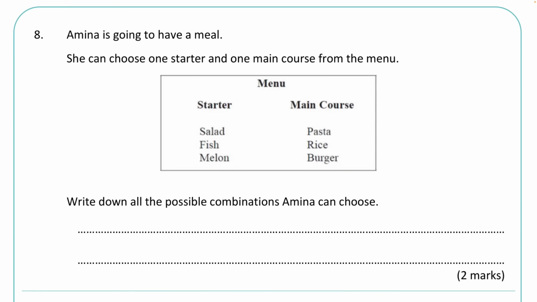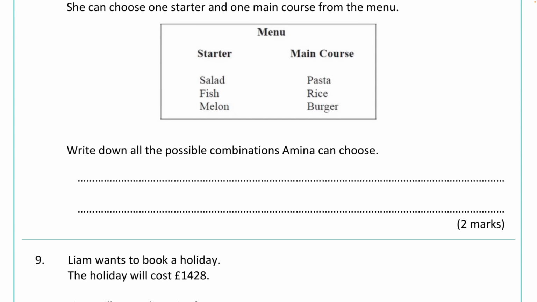Question 8 says Amina is going to have a meal. She can choose 1 starter and 1 main course from the menu. And we have the menu here with 3 starters and 3 main courses. It says write down all the possible combinations that Amina can choose.